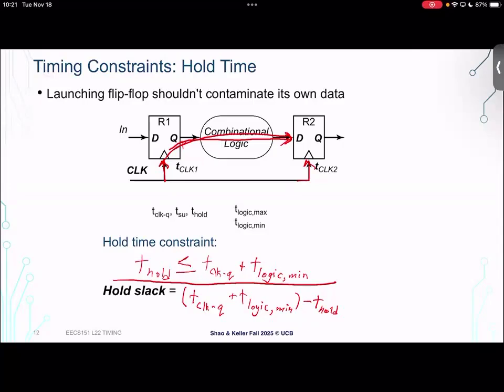But when it is an issue, it causes big problems, right? It means that the flop is going to be updating when it's not supposed to be, and it causes a functional failure.